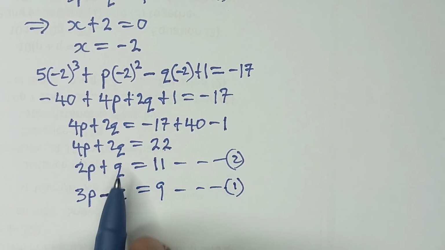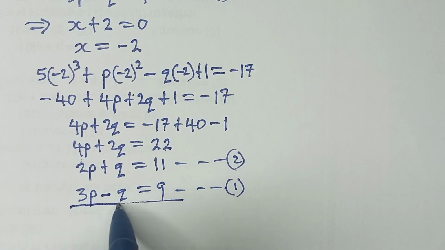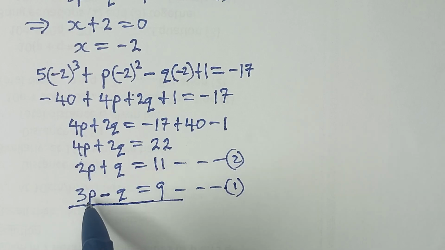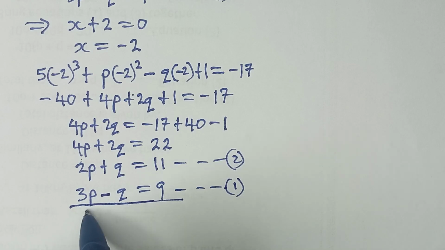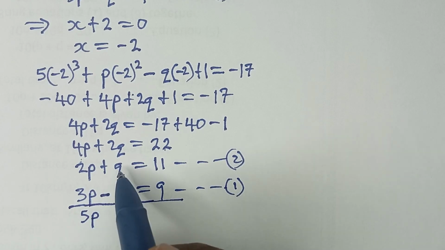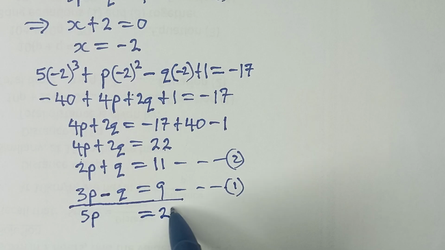If you check, the coefficient of q here is 1, but with different signs. So for us to eliminate q, we simply add the two equations. Let me rule a line now. So I say 2p plus 3p, because we are adding the two equations in order to eliminate q. We are solving them simultaneously now using the elimination method. So 2p plus 3p will give us 5p. And then positive q added to negative q is 0. So q has been eliminated. And that will be equal to 11 plus 9, which is 20.